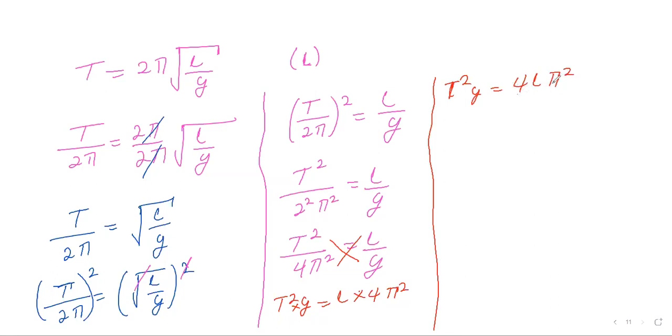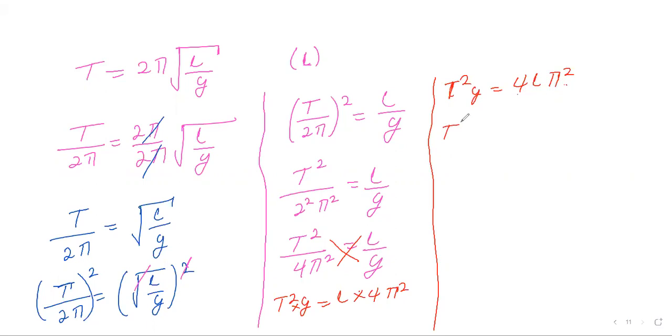Now, follow me. The 4 and the pi square are multiplying with the L, and I want to make L the subject. So therefore I have to divide. I have to divide by what? 4 pi square.